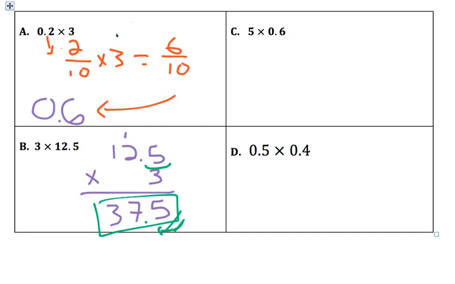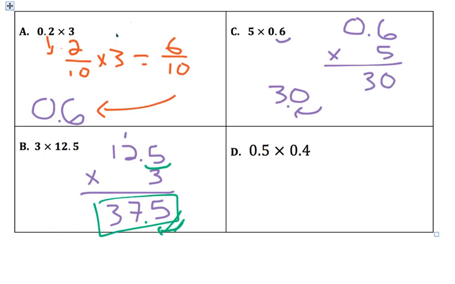Alright, so for C, you could definitely line it up like this and multiply it out to find your answer. I just know that 5 times 6 is 30, but since we have one number after the decimal point, you need to bring it over, and you get 3.0. And again, over here, it would look like that same process, 3.0.